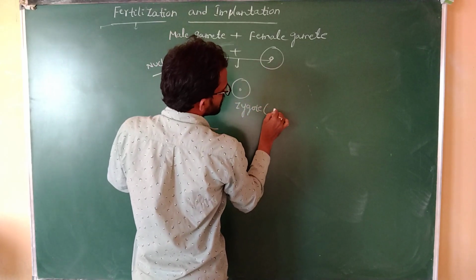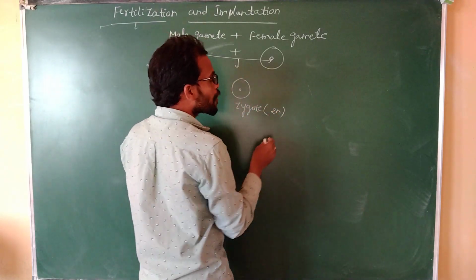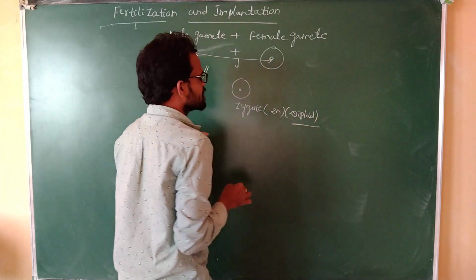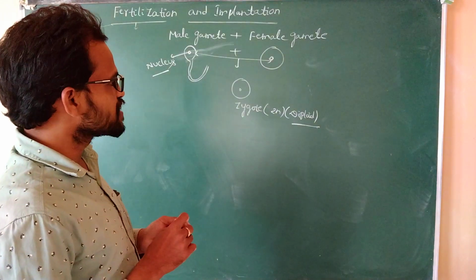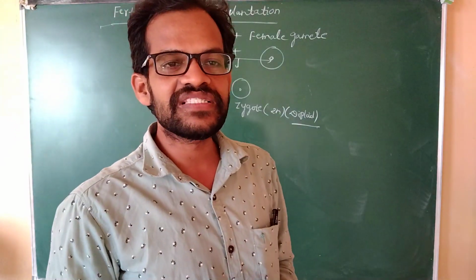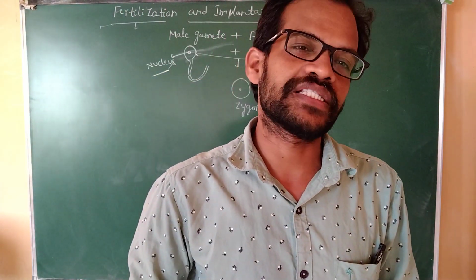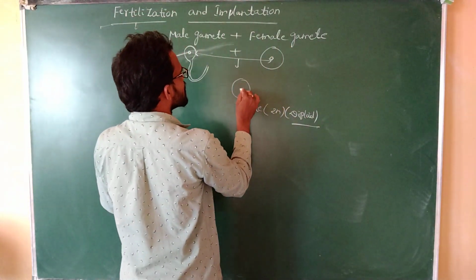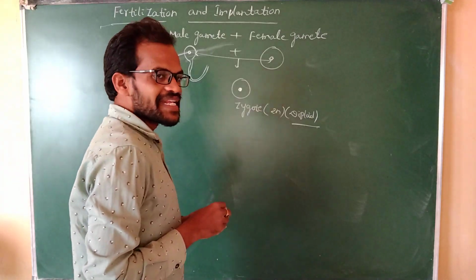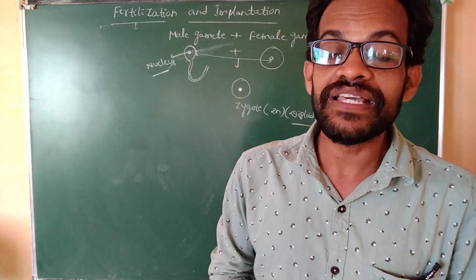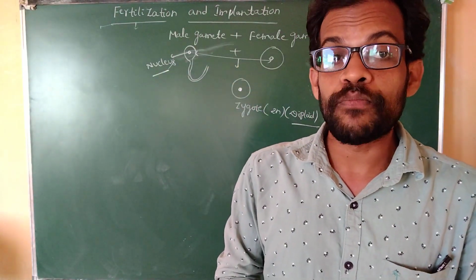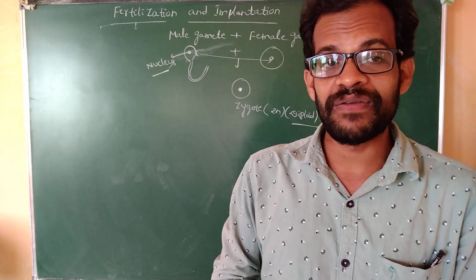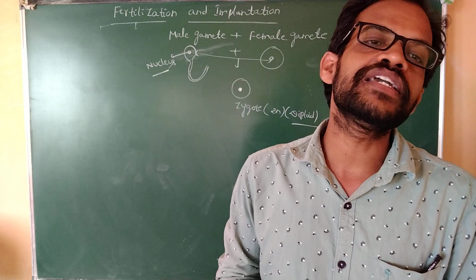The zygote always indicates the diploid condition, which means the fusion of the male and female gametes, the fusion of both genetic materials. This genetic material decides whether the body produced will be male or female. It is determined only by the chromosomes.